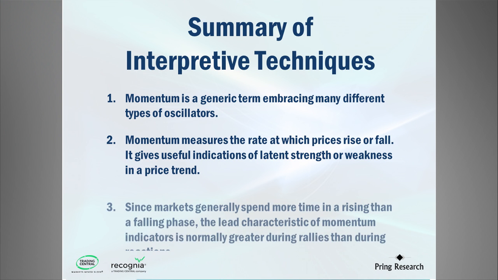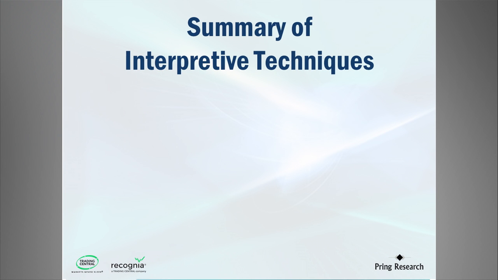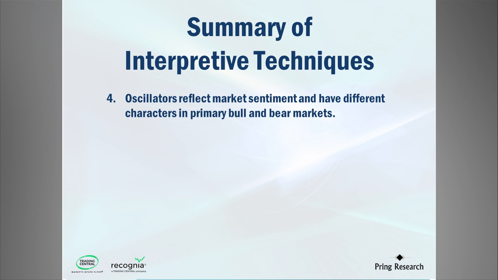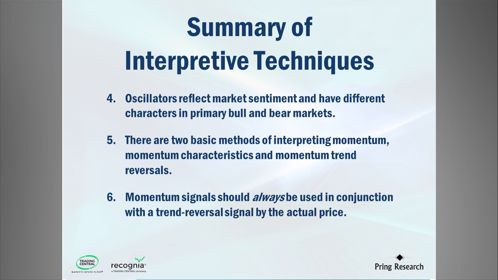3. Since markets generally spend more time rising than falling, the lead characteristic of momentum indicators is normally greater during rallies than during reactions. 4. Oscillators reflect market sentiment and have different characters in primary bull and bear markets. 5. There are two basic methods of interpreting momentum: momentum characteristics and momentum trend reversals. 6. Momentum signals should always be used in conjunction with a trend reversal signal by the actual price.